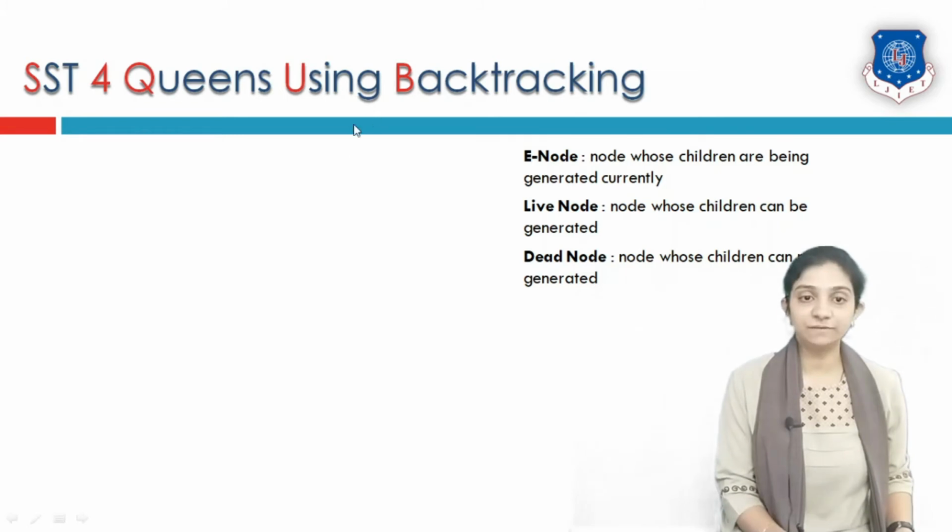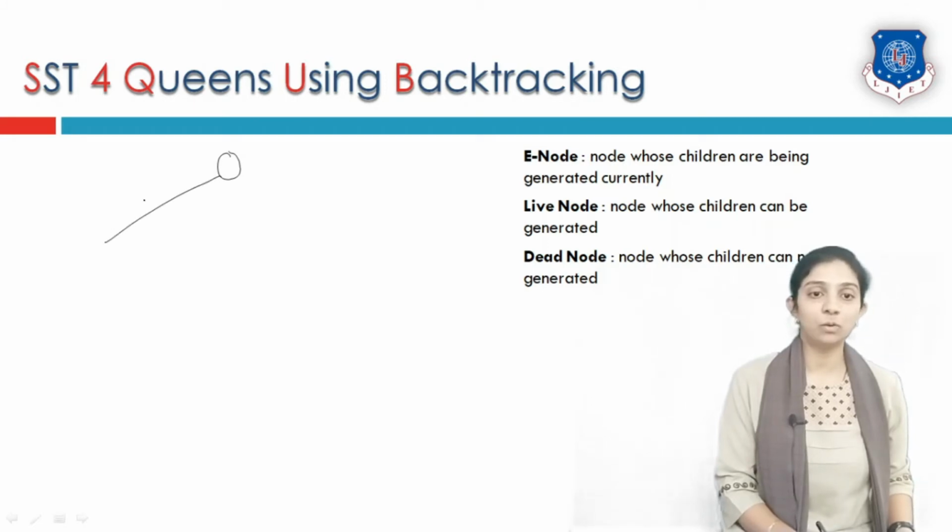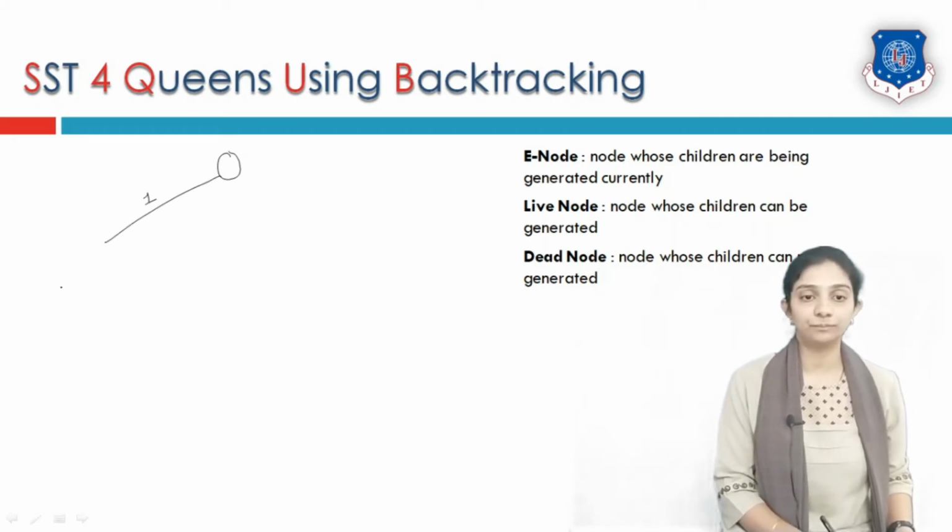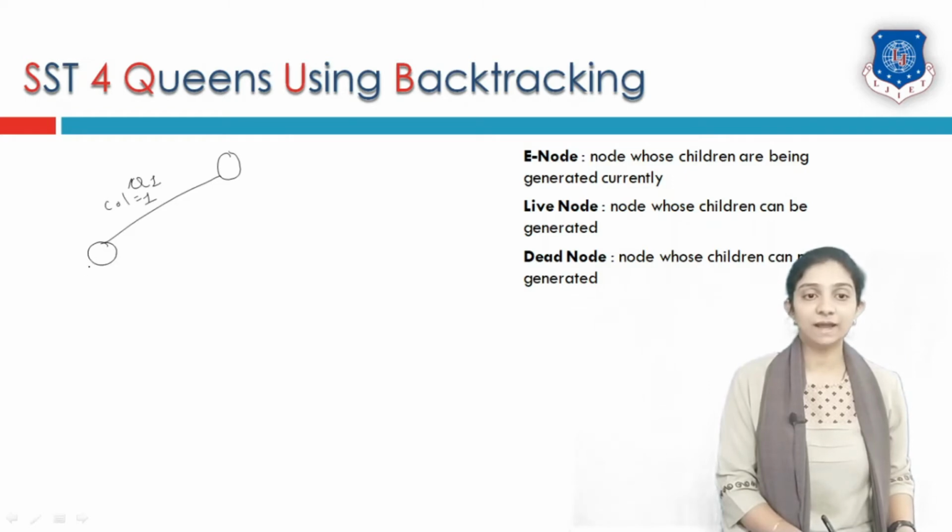So initially we will start with the root node where no queens have been placed. We will start placing queen number 1 in column 1. So if column 1 is being occupied for queen number 1, then we have to place queen number 2. Now level 2 is resembling placement of queen number 2.